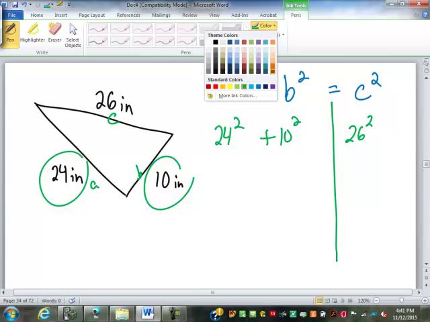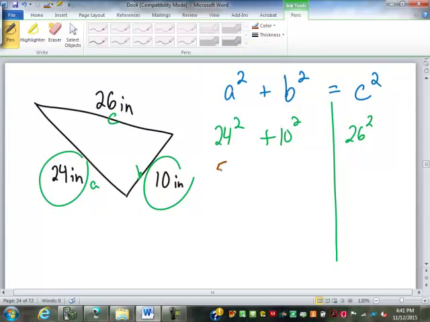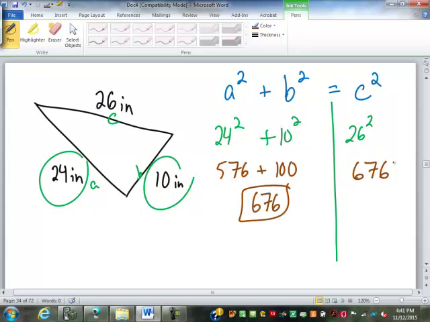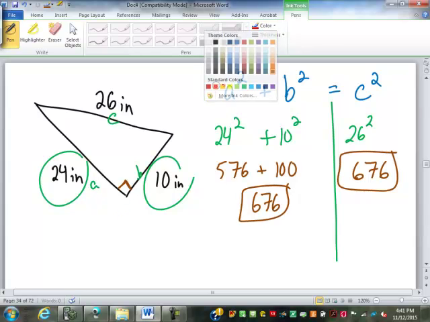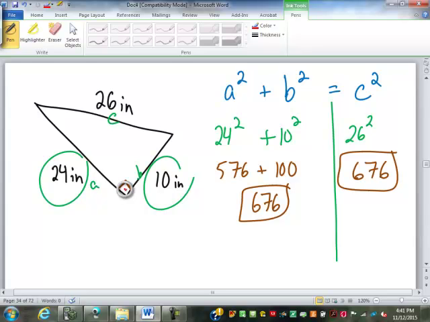So let's see if these two come out to the same number. 24 squared is 576. 10 squared is 100. That adds up to 676. What's 26 squared? 676. So yes, this is a right angle there. How do we know that right angle goes there? Those are the two shorter sides. The only place the right angle can go is between the two shorter sides. The longest side, as we said, has to always be the hypotenuse.